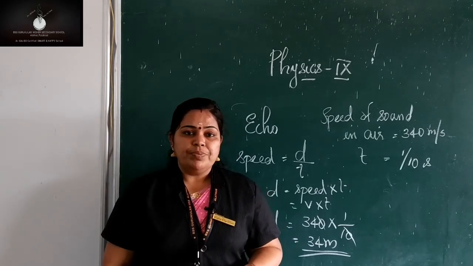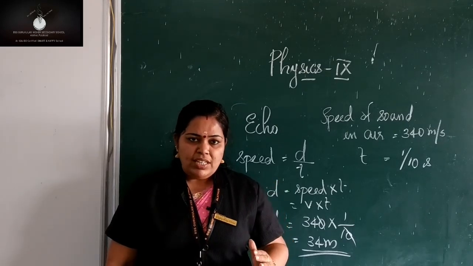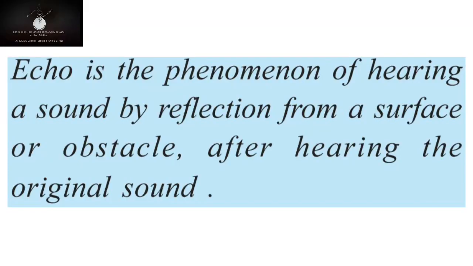So what is echo? Echo is the phenomenon of hearing a sound after hearing the original sound. Echo is the phenomenon of hearing a sound by reflection from a surface or obstacle after hearing the original sound. That is, hearing that reflected sound again after hearing our original sound is echo. Okay, so the distance for hearing the echo should be more than 17 meters.